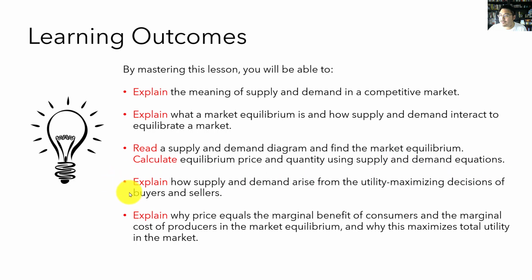You should be able to explain how supply and demand arise from the utility maximizing decisions of buyers and sellers. And finally, you should explain why in market equilibrium, price equals the marginal benefit of the consumers, and price also equals the marginal cost of the producers, and why this implies that the total utility in the marketplace gets maximized. I know that might sound like a bit of mumbo jumbo at this point, but hopefully it'll become clear by the end of the lecture.